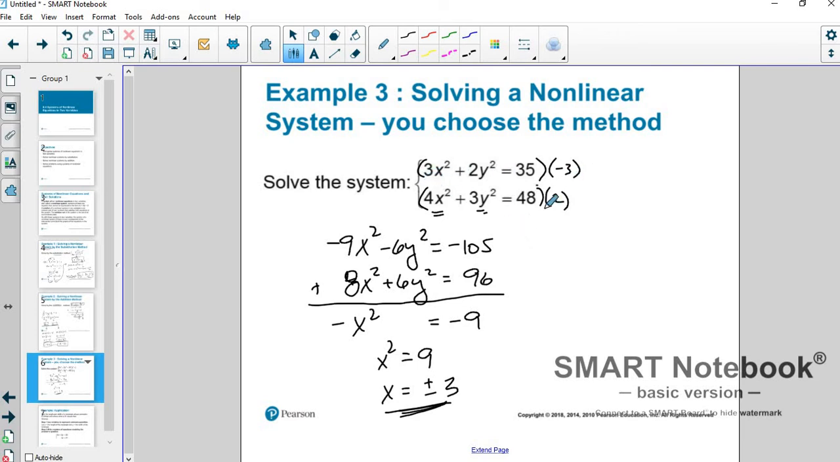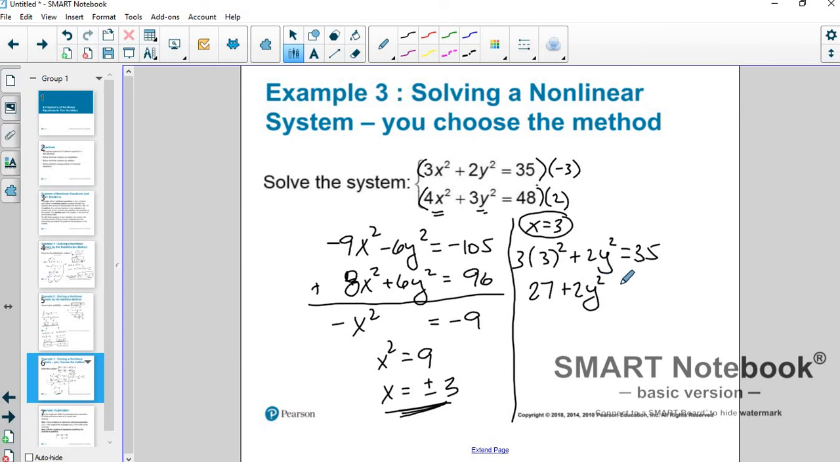All right, so now we have to check them out. So we're going to plug into one of these equations. So we're going to check out what happens when you do x equals +3. I'll use the top one. 3 times 3 squared plus 2y squared equals 35. 3 squared is 9 times 3 is 27.